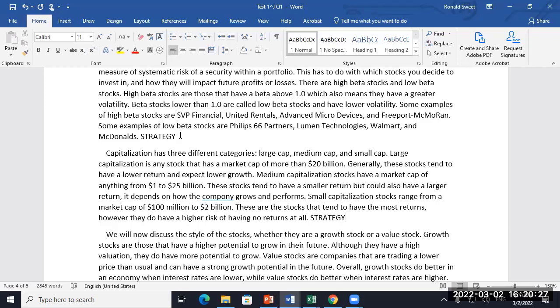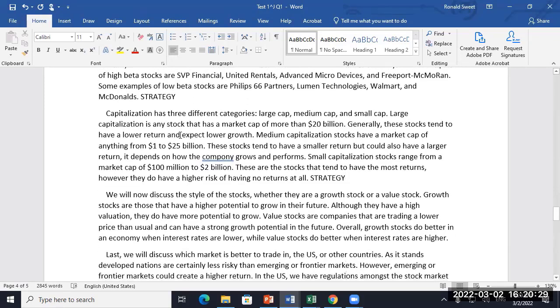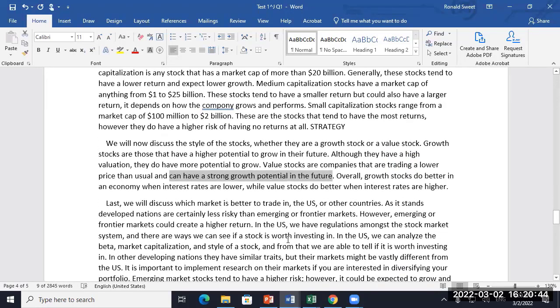It's pretty straightforward. Style, whether they're growth or value. Growth stocks have high potential growth, high valuation. Value stocks, a company trading at a lower price and strong growth potential, can have, I mean, this is not really part of the definition. So you're saying it's possible, but it's really not. They're really not expected to grow in the future. That's why they're value stocks.